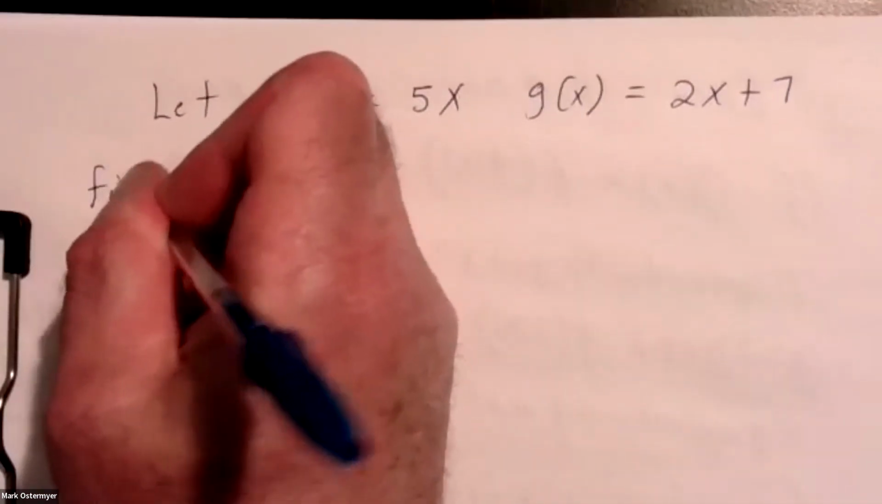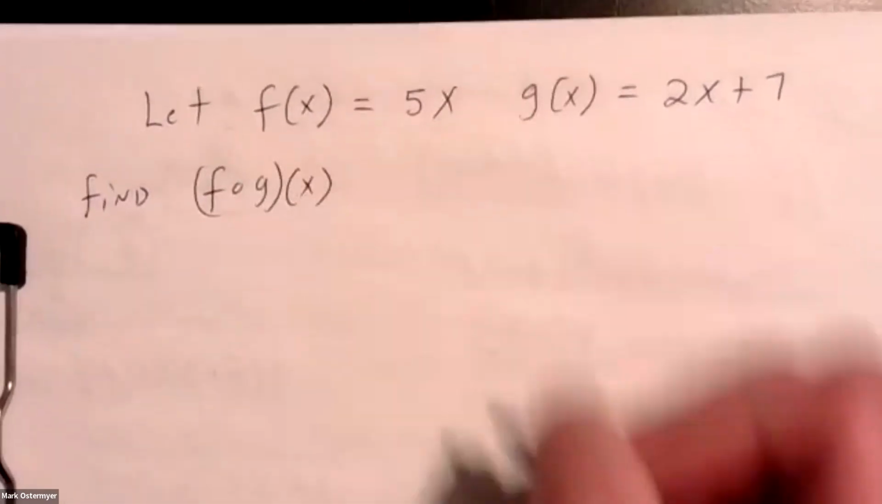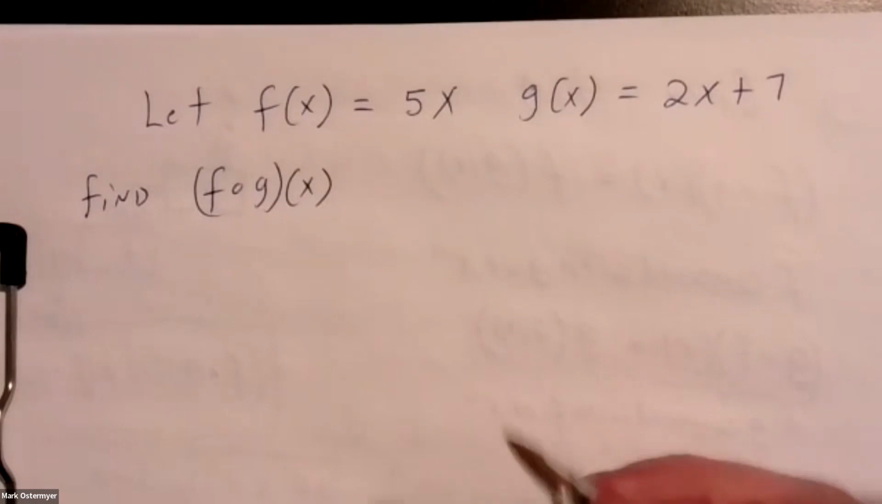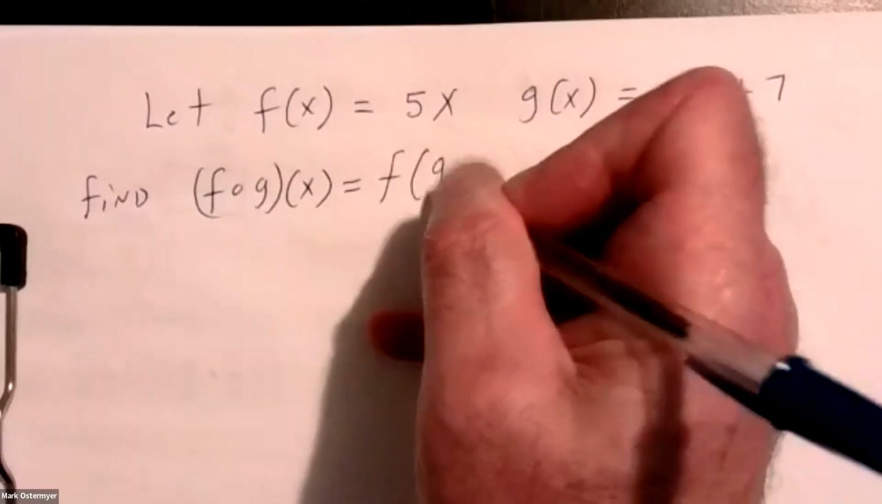First of all, let's just find f composed with g of x. Let's find this new function called f composed with g of x. How do we do it? Well, f composed with g of x is going to be the new function, which is going to be f of g of x.